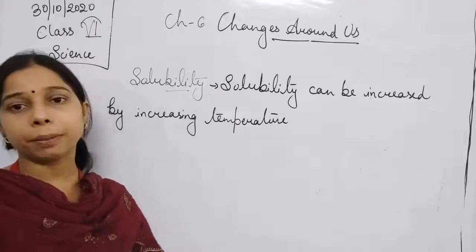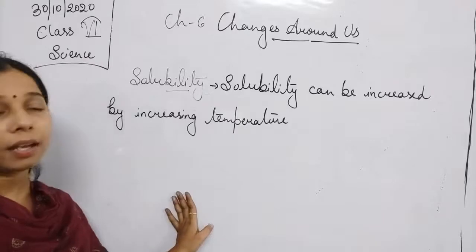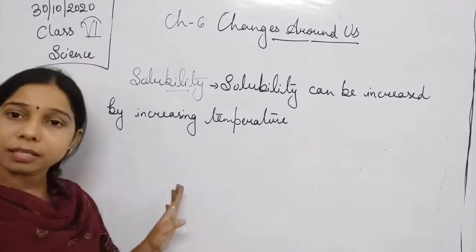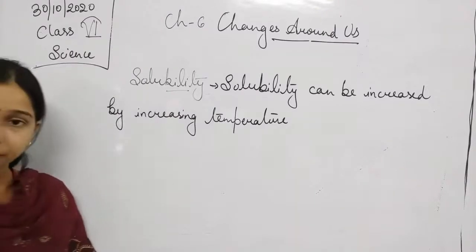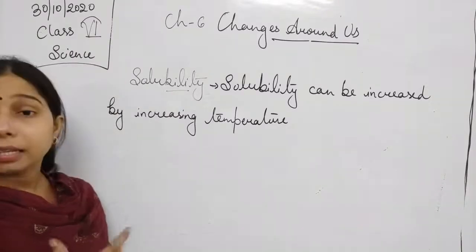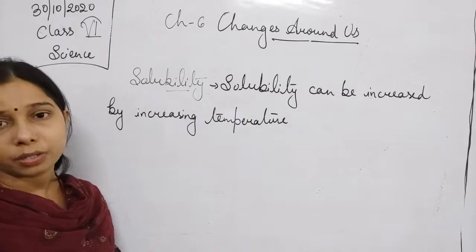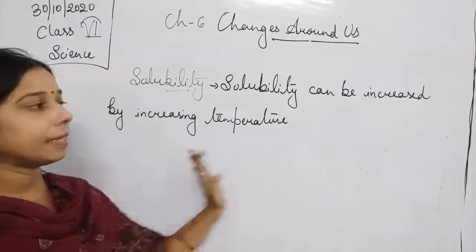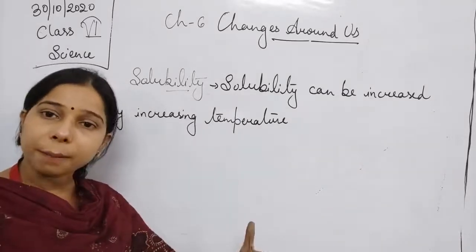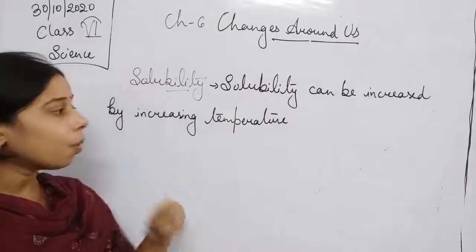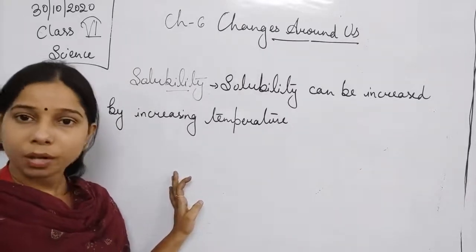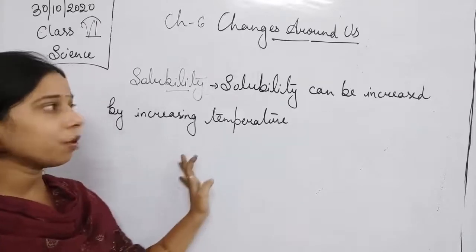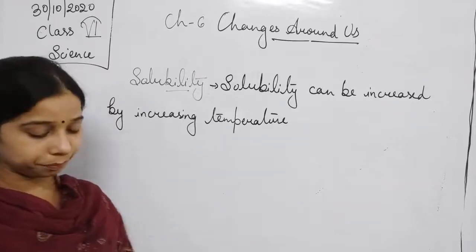In very simple language, you can understand that a saturated solution is a solution in which no more solute can be added, and we can increase the solubility of a saturated solution by increasing the temperature. When we increase the temperature, it will allow more and more particles to get mixed into it easily. So by increasing the temperature, we can increase the solubility.